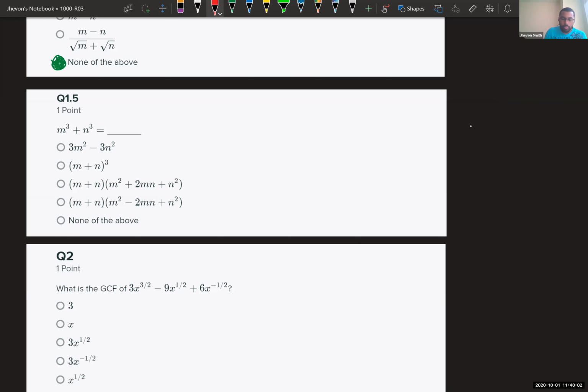Isn't it D, or the fourth one? Because you need to cancel out the two mn in the middle. This here would be a common error. What's the problem? What's wrong with the fourth one? The negative? No, there should be a negative.